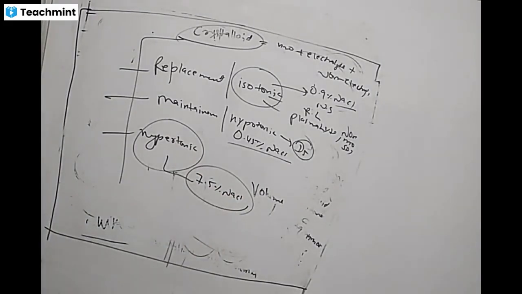One is your replacement, that has the same sodium as the ECF, that is isotonic. Second is maintenance, that is hypotonic. And the third one is your hypertonic.